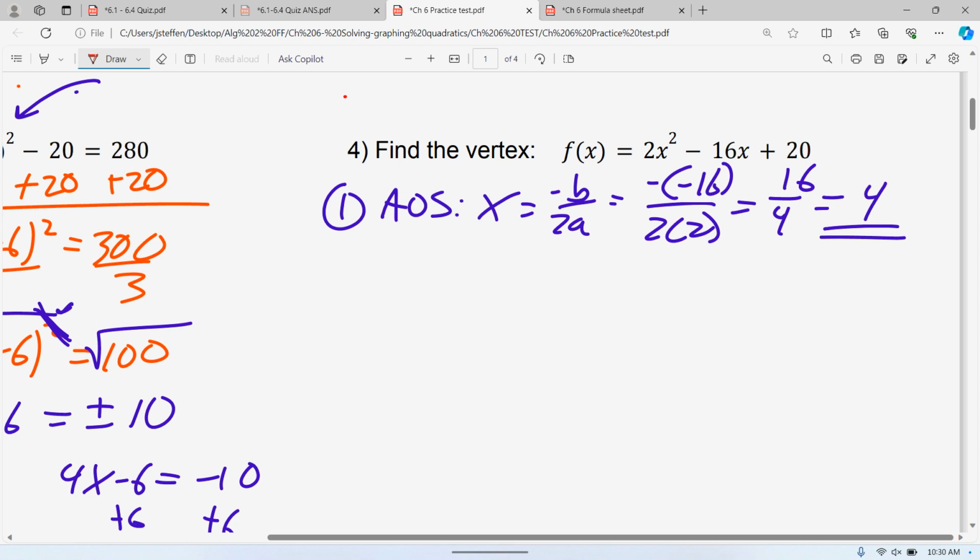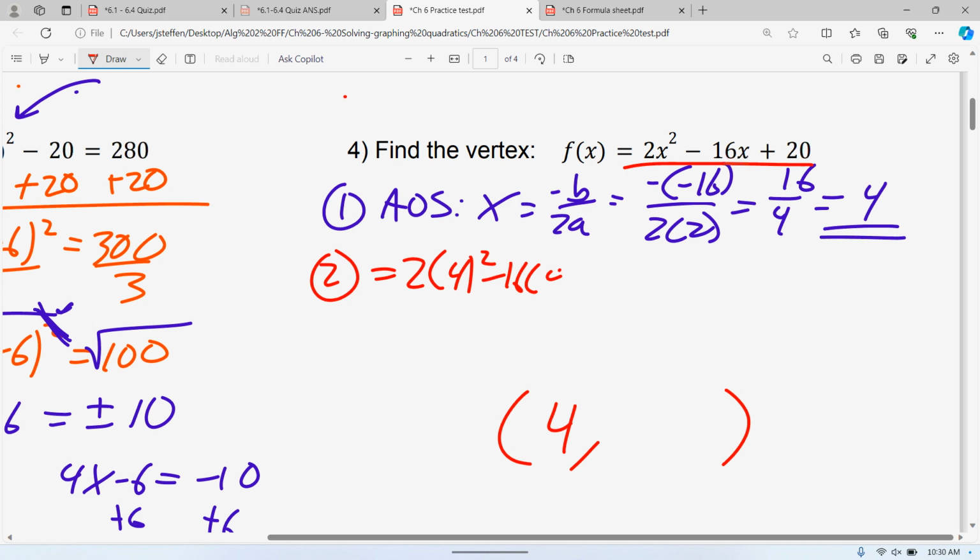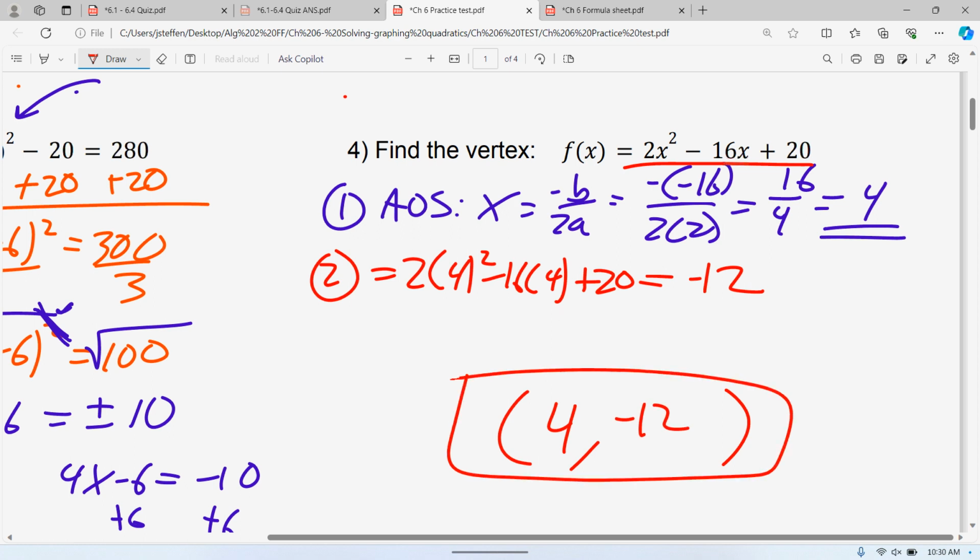plug it back into the equation. Now, the reason I said the rest of my vertex is because that is part of your vertex. Remember, your vertex is an ordered pair, and I know that 4 is the x value. So I already found part of it. So for the other part, plug that in: 2 times 4 squared minus 16 times 4 plus 20. But here, just use your calculator. Don't make that harder than it has to be. That ends up giving you negative 12. The vertex, again, has to be an ordered pair. That is 4, negative 12.